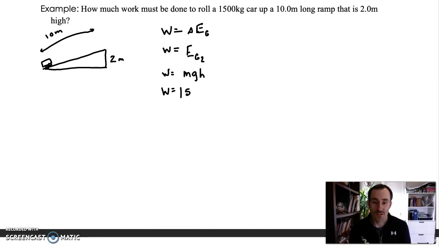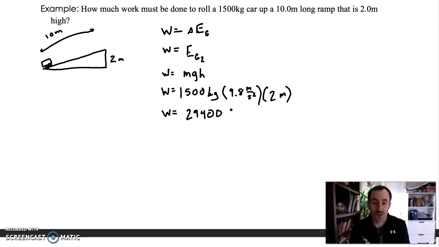This is 1,500 kilograms times 9.8 meters per second squared times 2 meters high. So the work that has to be done is 29,400 joules.